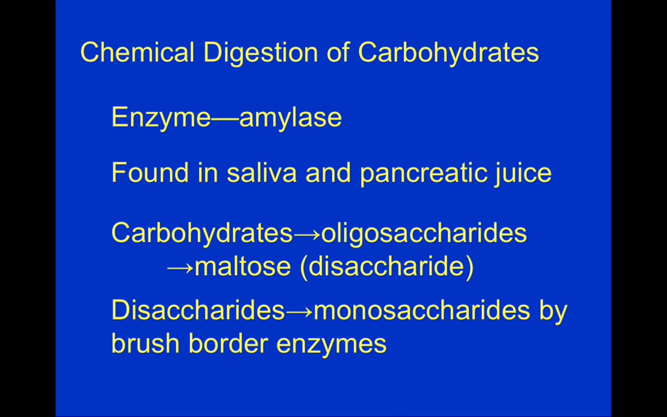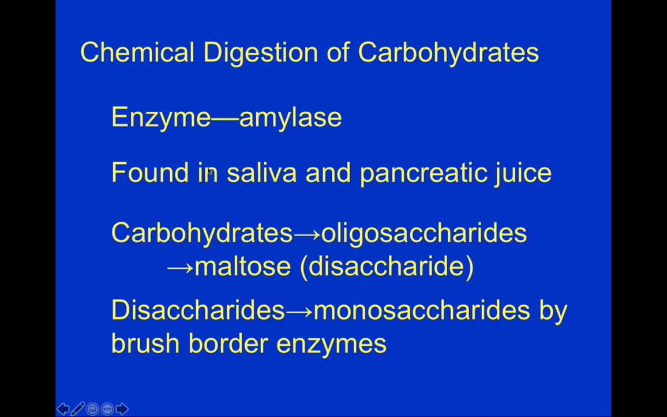Since carbohydrates are typically ingested in their polymeric form, amylase will be used to break down polymers of carbohydrates into smaller amounts known as oligosaccharides. Oligo means few, so these are still polysaccharide chains, but much smaller carbohydrate chains. Eventually, amylase will be used to break oligosaccharides down into disaccharides.